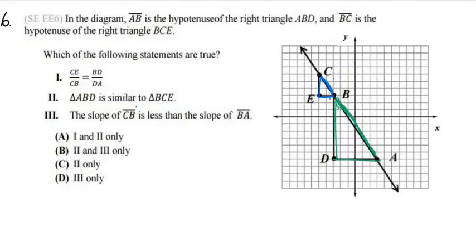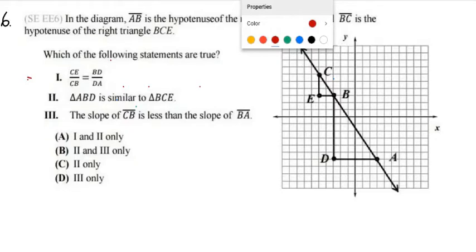Which of the following statements are true? Statement number 1. So statement number 1 says line CE over CB, so this distance over this distance. Okay. Would that equal, now let me clear some of this out. Let me back up here.